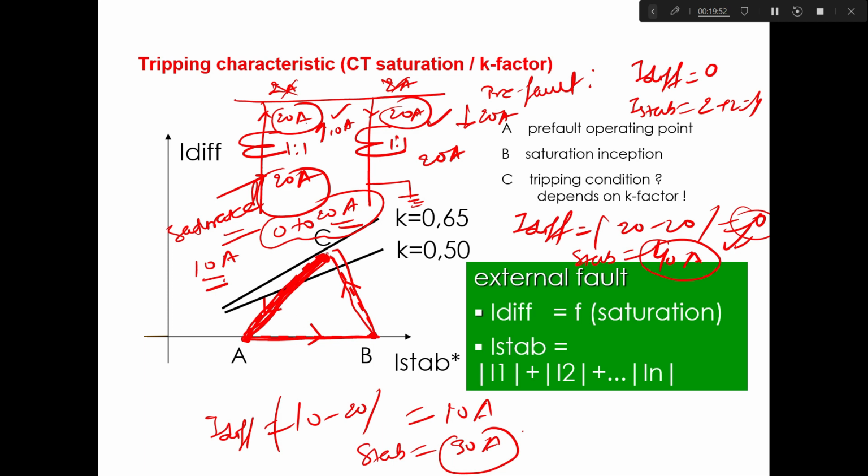Now, the high point of this characteristic will be reached depending upon the amount of CT saturation. Suppose the CT is saturated to a high magnitude and your available secondary current is 5 only. In that case, your stabilization current will reduce and the differential current will increase up to a very high magnitude. But suppose your CT is not saturated heavily, and its current is 18. In that case, your differential current will be very low, the stabilization current will also be high, and it might move to this position.